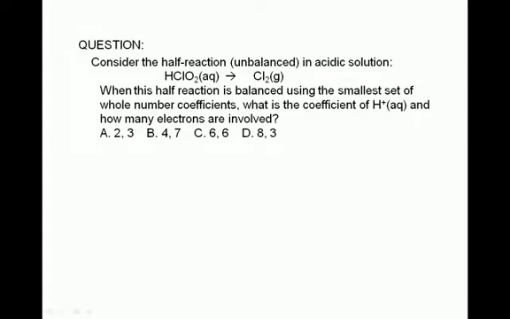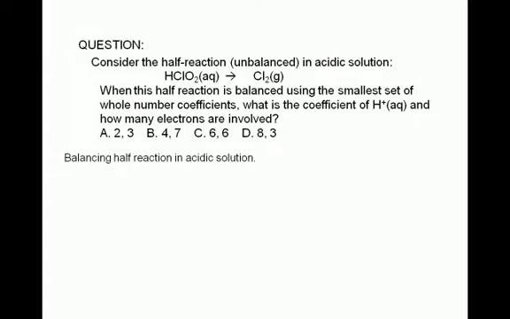Consider the unbalanced half reaction for the conversion of chlorous acid into diatomic chlorine molecules in acidic solution. When this half reaction is balanced using the smallest set of whole number coefficients, what is the coefficient of hydrogen ions and how many electrons are involved?